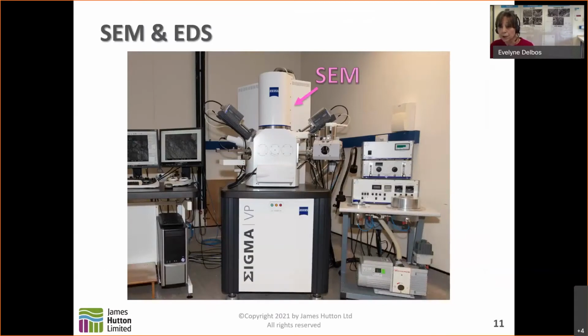So the SEM has got this column, and that emits the electron beam to bombard the sample. And in our system, we also have two EDS detectors. And we also have the chance of an attachment, which is a cryogenic unit that allows us to do samples in a frozen state. Next slide, please.